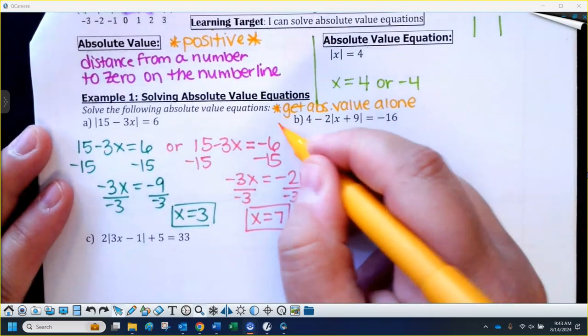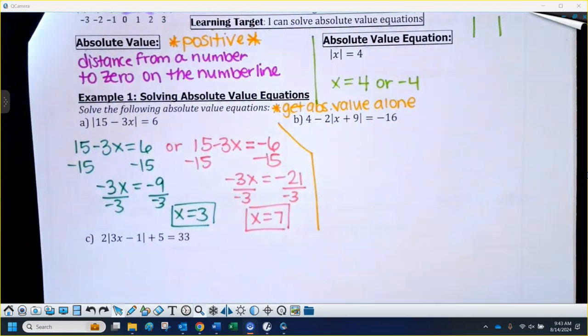Okay, now, if your absolute value is not alone, which is what I have going on in these other two problems, the first goal has to be to get the absolute value all by itself on one side of the equation. So I've got here 4 minus 2 times the absolute value of x plus 9 equal to negative 16. Just treat the absolute value like it's a giant variable. If you're trying to get that absolute value alone, does anybody know what I might do first?